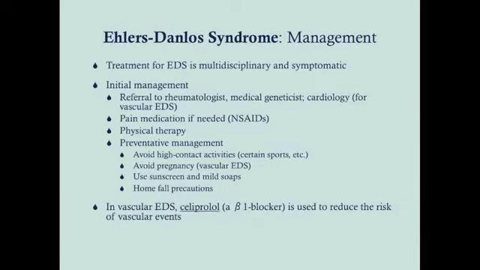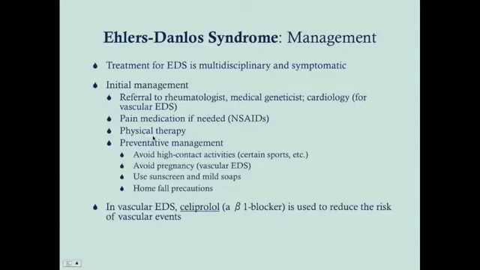For management, there's really nothing we can do other than prevent complications. So it's going to be a multidisciplinary approach, primarily going to be spearheaded by the rheumatologist, and we're going to prevent complications and address their symptoms. So initially, you'll refer them to a rheumatologist and a medical geneticist. If you suspect vascular EDS, they should also be referred to a cardiologist. We will manage their pain with medication as needed, NSAIDs, opiates have even been used.